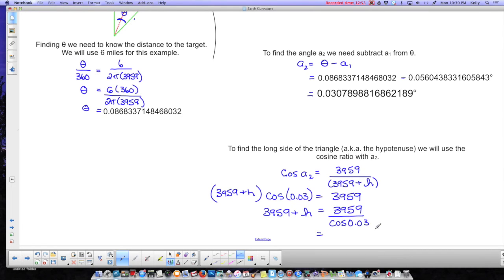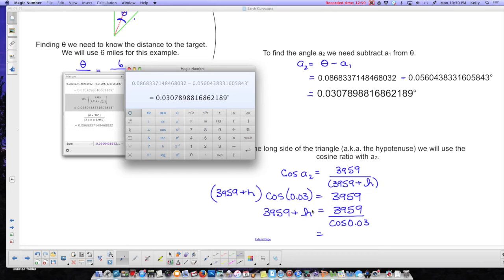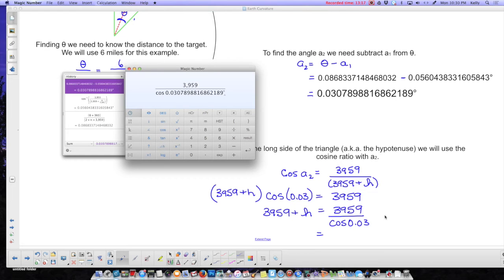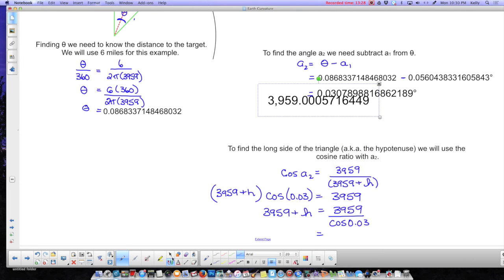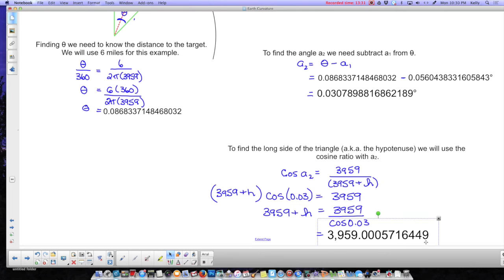Now I'm going to figure this out in the calculator. Luckily, all of these numbers are still stored in the calculator. So this 0.03 is right here. So I can just type in 3959 divided by the cosine of this number. And that's the one that I wanted there. So my result is 3959.00057. So it's not a whole lot bigger than the actual radius of the Earth. And that's what we get.